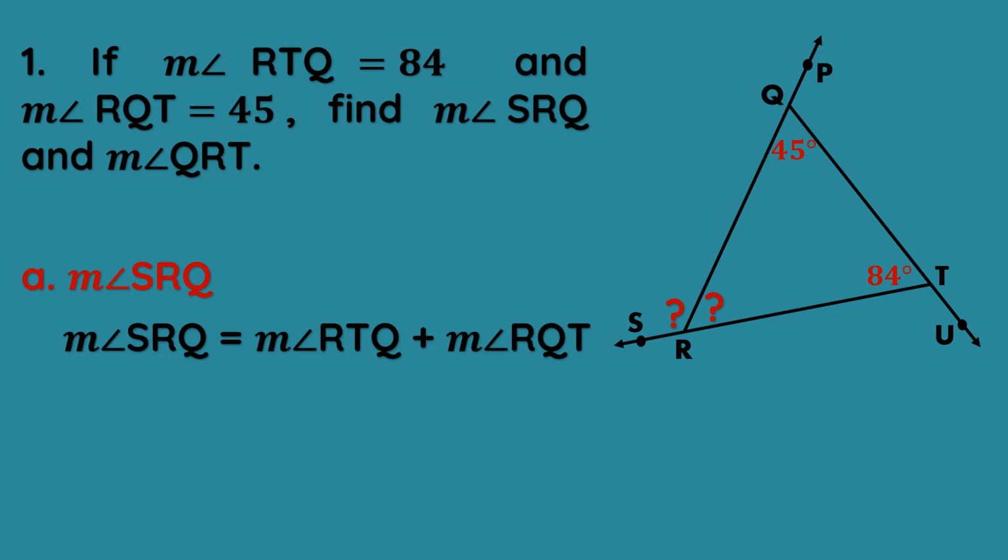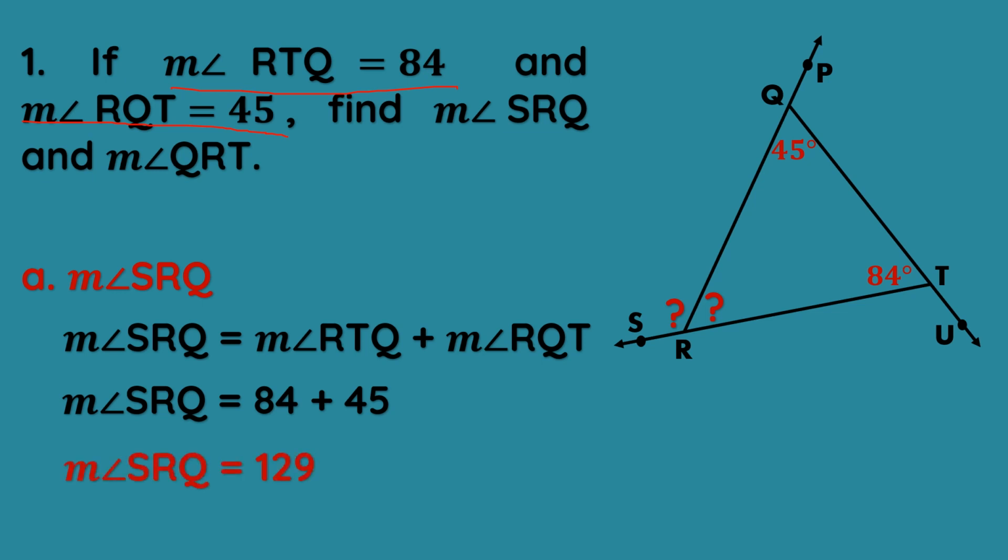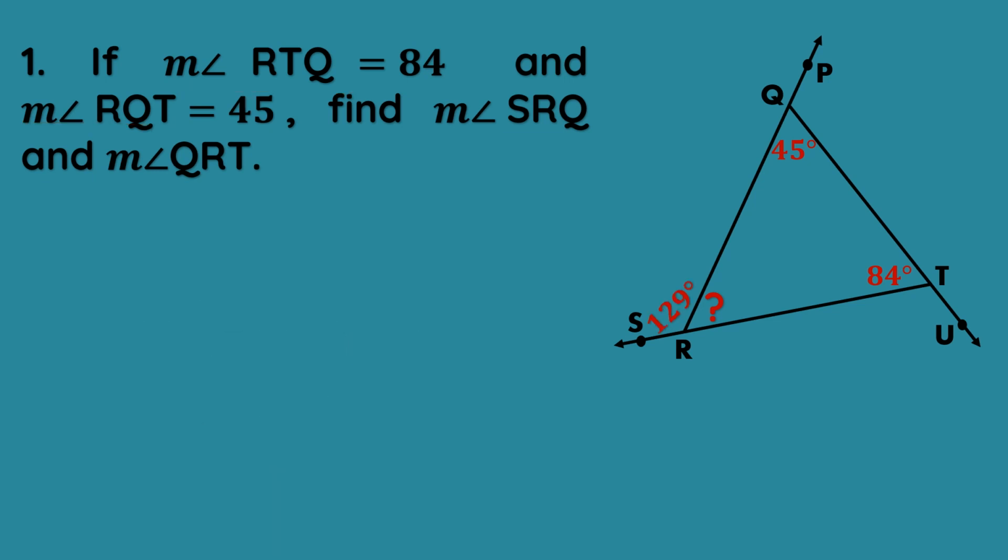By substitution, we substitute the given to our formula. We have angle RTQ is 84 and angle RQT is 45. So by substitution, the measure of angle SRQ is equal to 84 plus 45, and their sum is 129. Therefore, the measure of angle SRQ is equal to 129. We are done solving for the measure of angle SRQ. Therefore, we are now ready to find the measure of angle QRT.